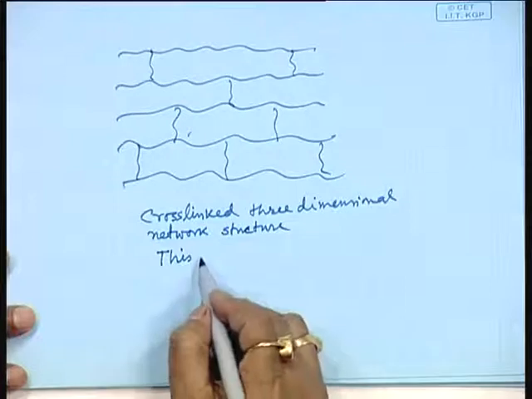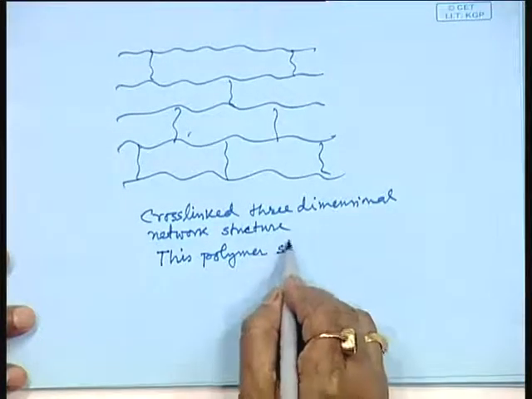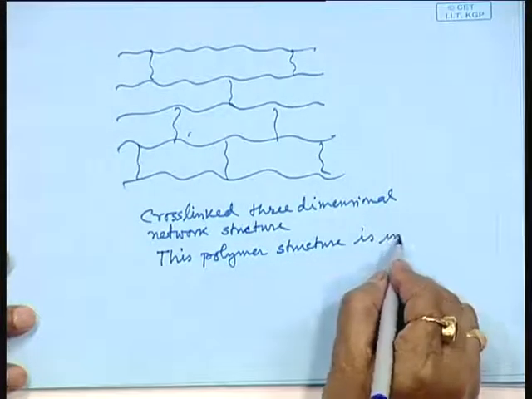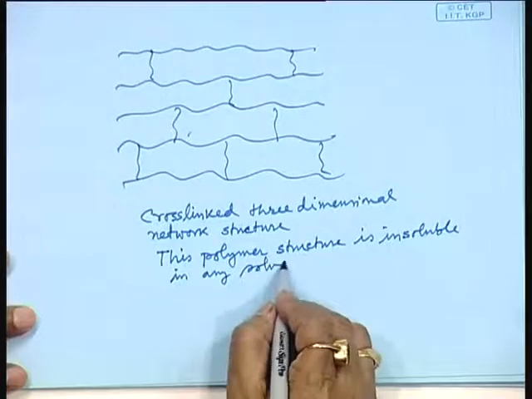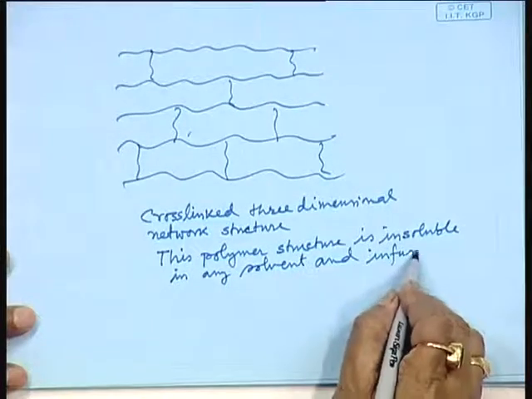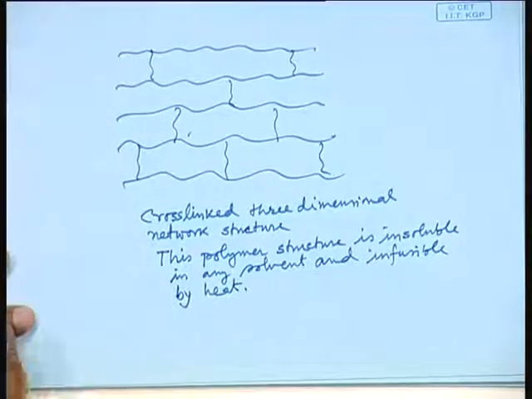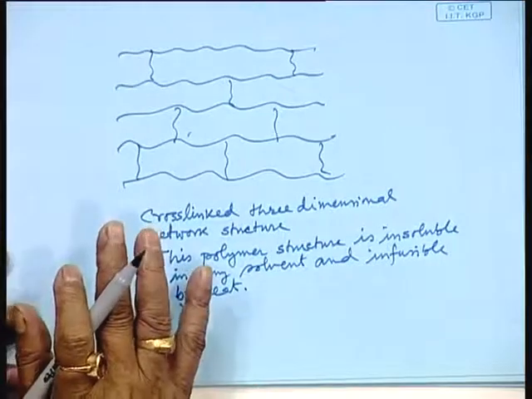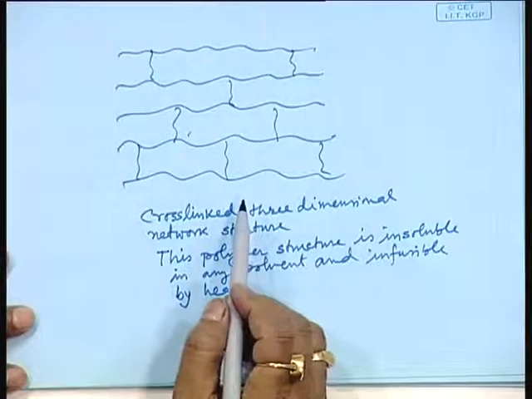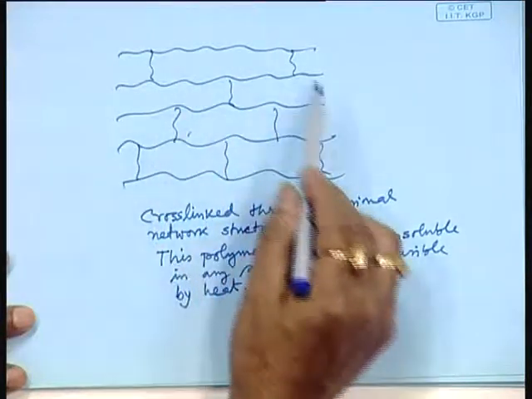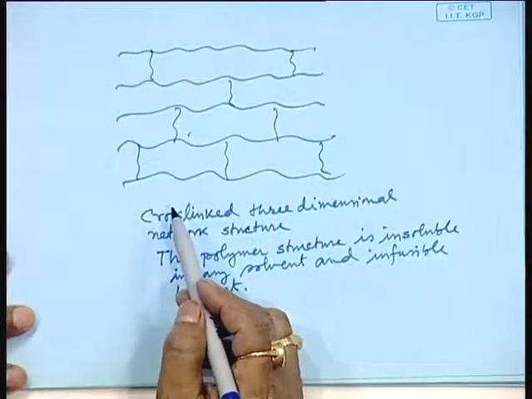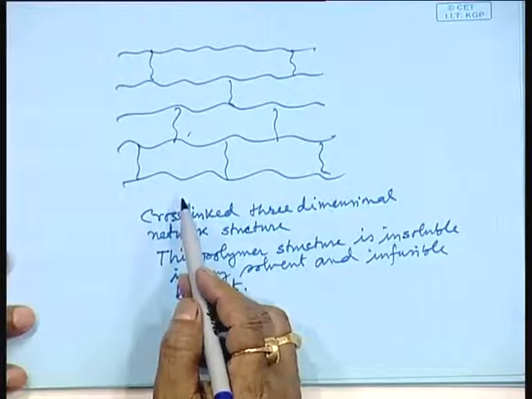This polymer structure is insoluble in any solvent and also infusible by heat. Do you understand? So, we must have control over this type of growth of polymer structure. Once this kind of structure is formed during the polymer synthesis, that polymer mass can no longer be used for processing as well as leading to a finished product.